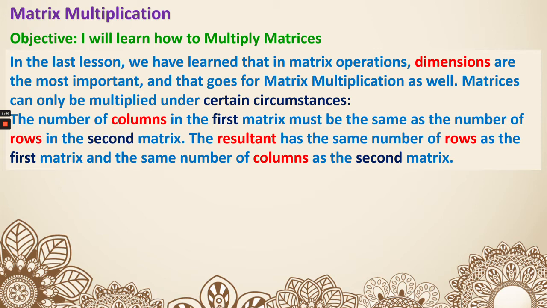So now let's have a look at the matrix multiplication. We have learned that in matrix operations, dimensions are the most important, and that goes for matrix multiplication as well. Matrix can only be multiplied under certain circumstances. Now let's have a look at these circumstances. The number of columns in the first matrix must be the same as the number of rows in the second matrix. That sounds kind of complicated, and especially adding the next sentence. The resultant, which means the answer matrix, has the same number of rows as the first matrix and the same number of columns as the second matrix.